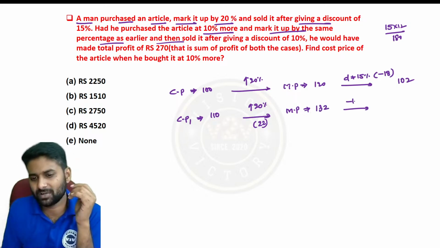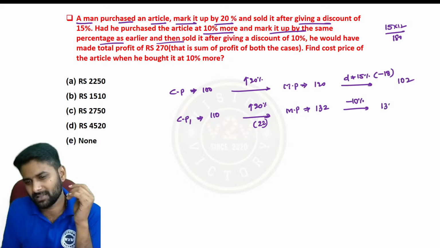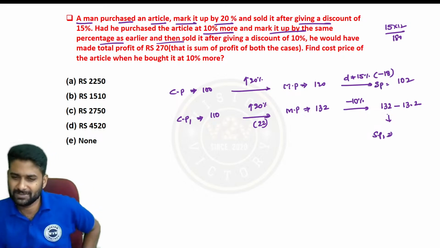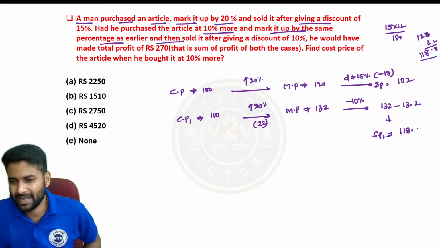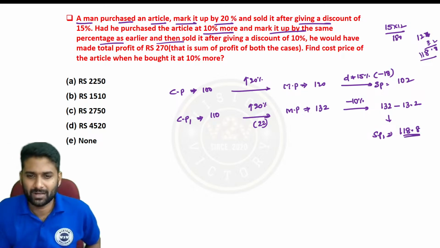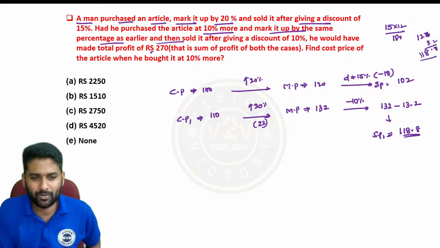After giving a discount of 10%, guys, 132 minus 13.2. So what about the selling price here? This is the new selling price. Now if you subtract the value, see, 132 means 122 after subtracting 10, then we have to subtract 3.2. It's 0.8. Now you will get here 1, guys, 11 minus 1 is equal to 8. So 118.8. Now he would have made a total profit of 270.